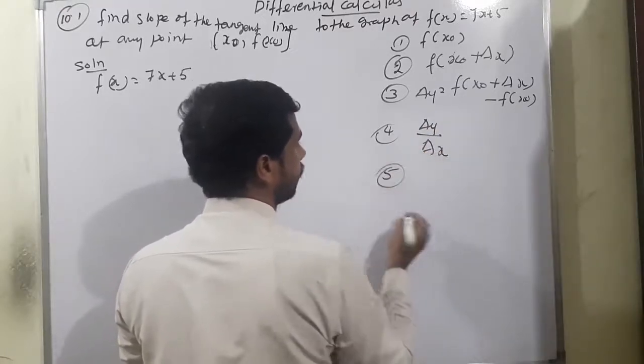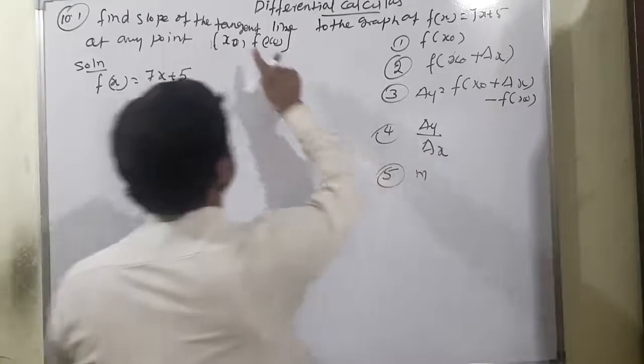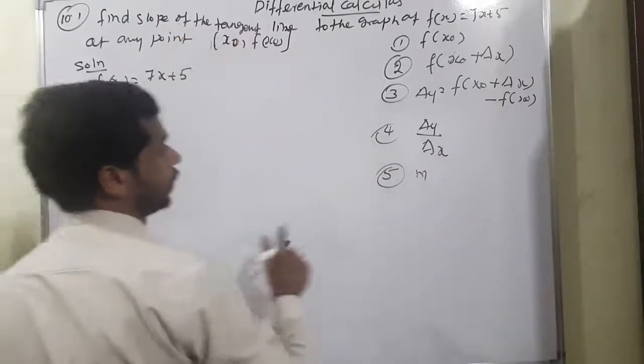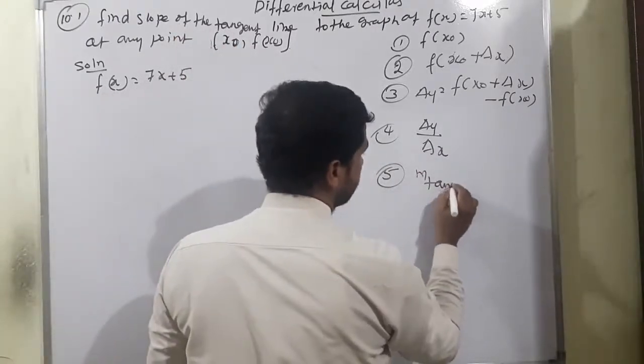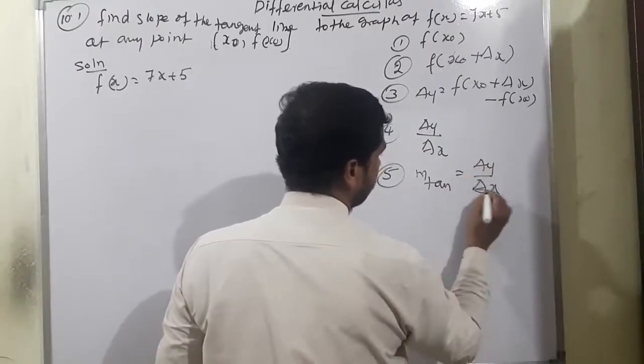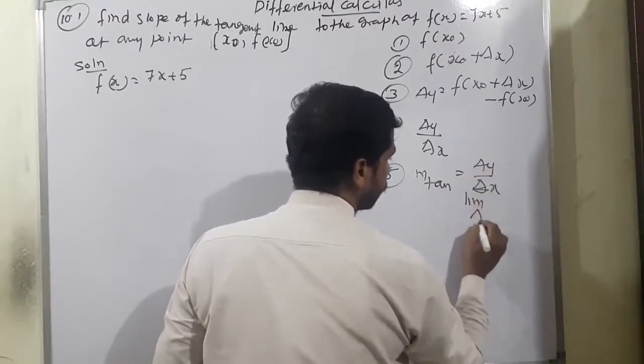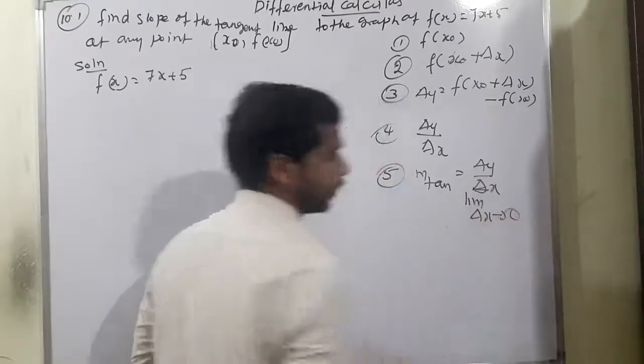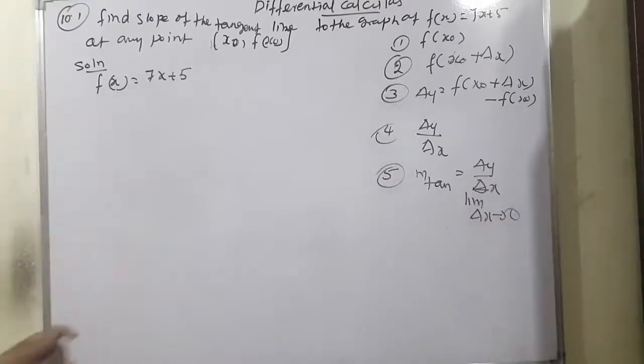Then the last step, we can apply the slope, because what we also have to find out is the slope of the tangent. So m tangent is equal to del y divided by del x, where the limit is also considered for del x tends to 0. Okay, so listen one by one.